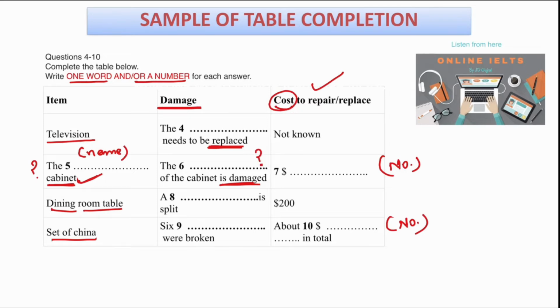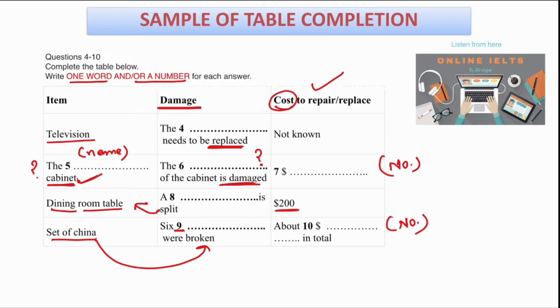Question number 8, dining room table, a dash is split. So something is split of the table. You have to write that particular thing. The cost is already given. Then comes the 9th question, set of china, 6 dash were broken. A set of china doesn't mean they are giving China as a country. It is a set of china, that means it can be anything related to crockery. So 6 dash were broken, it can be anything which is broken. You have to write that particular thing.